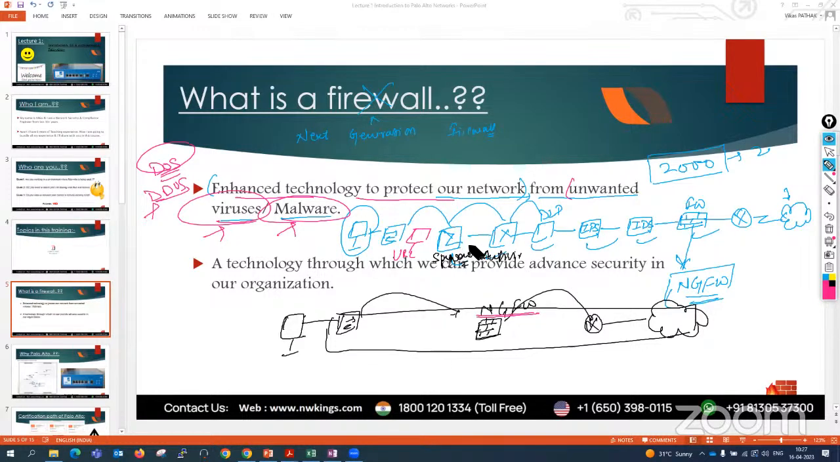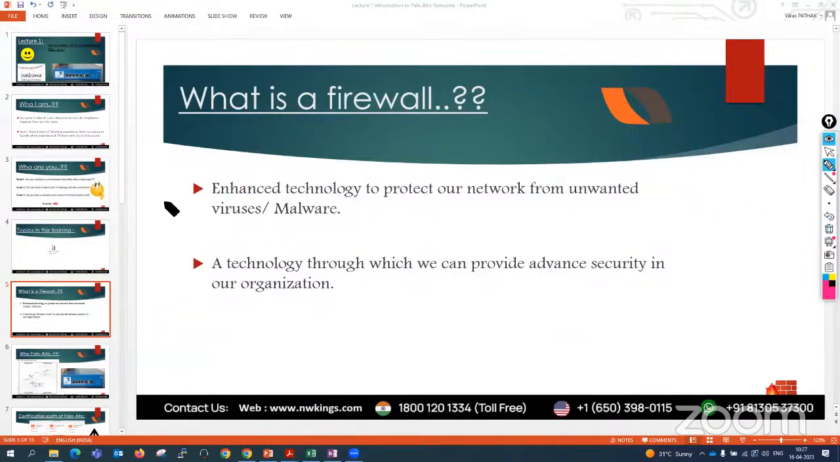Believe me, we'll discuss all this functionality with respect to Palo Alto in our classes, when we discuss the profiles. In profiles, we'll see how you can configure the antivirus profile, URL filtering profile, anti-spyware profile, IPS IDS profile. All these things we'll be discussing in our classes, right? So I hope this first statement is clear to everyone. Anyone, any doubt?